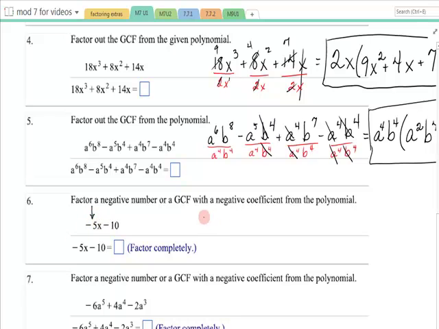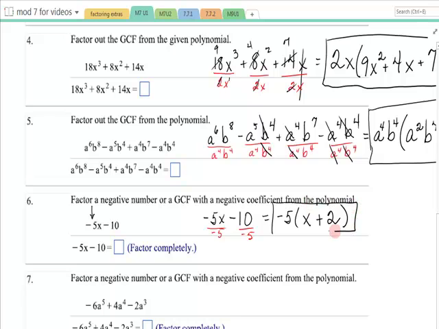All right, so I have -5x minus 10. 5 goes into both of those. Because the leading one is negative, I'm going to factor out -5. So I'm going to divide each of those by -5. It's going to cause my signs to change. Negative divided by negative is positive, and I'll just have an x. -10 divided by -5 is positive 2.